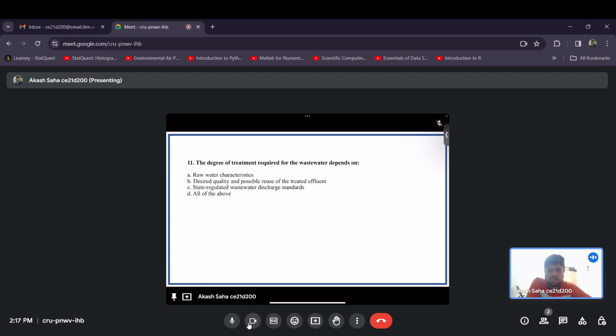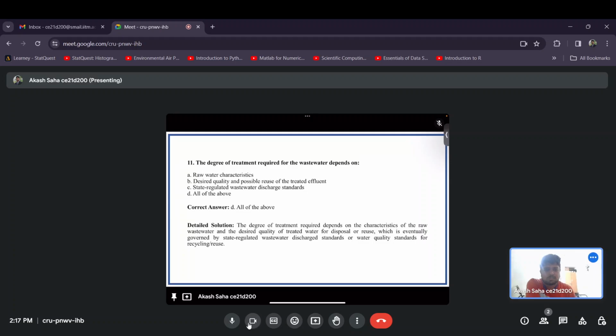And of course, the discharge of this wastewater after treatment is governed by the State Regulations Act. With respect to that, again, my degree of treatment will change, because this has to be governed. Otherwise, there will be no standardization in this treatment. So all the three statements are correct for the degree of treatment required for a wastewater. Hence, the correct answer is all of the above. That's what I have mentioned in the detailed solution also. You can go through it.